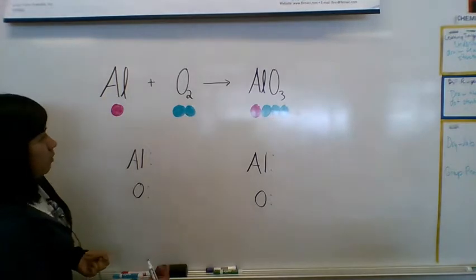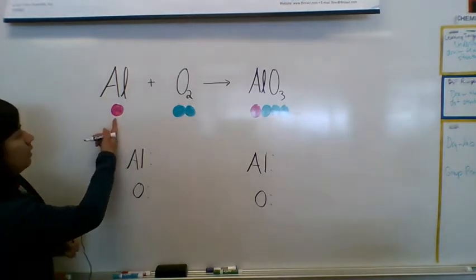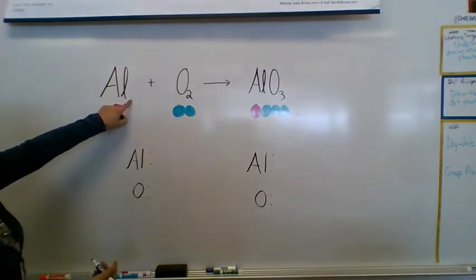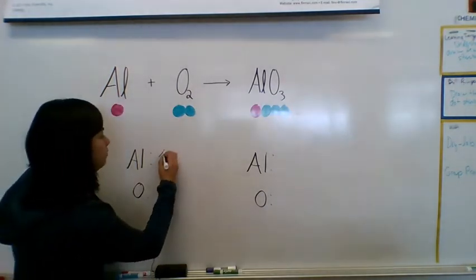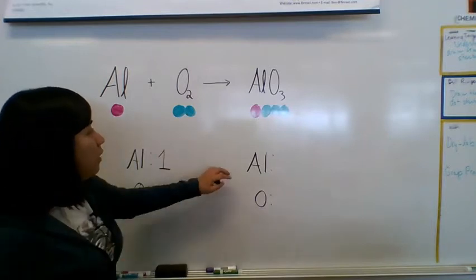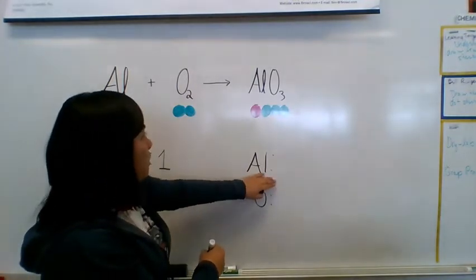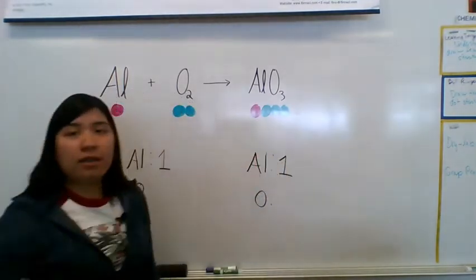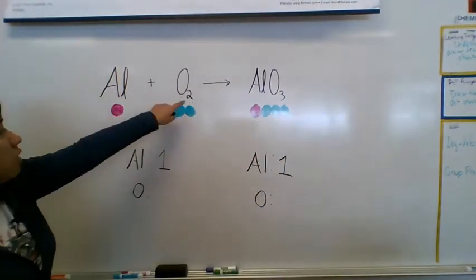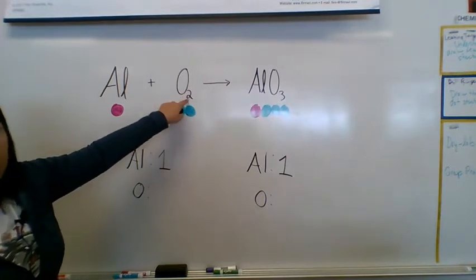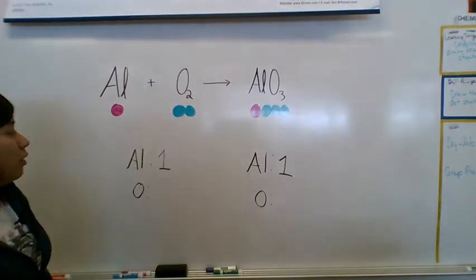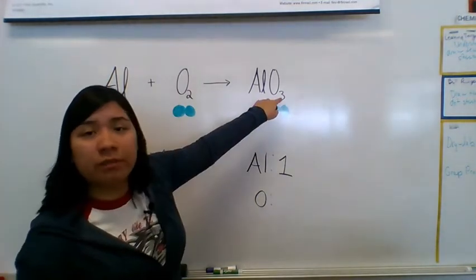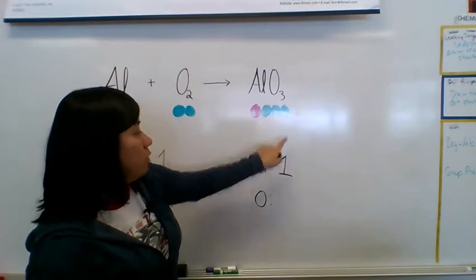So I'm going to take my inventory. On the left side, I have one aluminum. Notice how I don't have any subscripts, so you have to assume you only have one. And right here on the product side, I have one aluminum. Now let's look at oxygen. Oxygen, I have a subscript of 2, so I have 2 oxygens. And right here, I have a subscript of 3, so I have 3 oxygens.